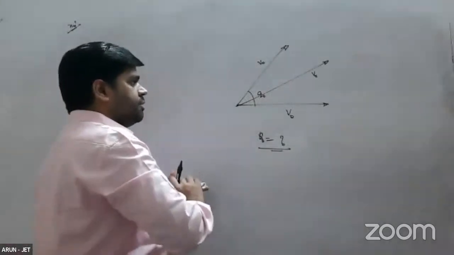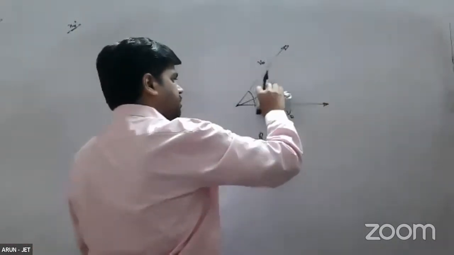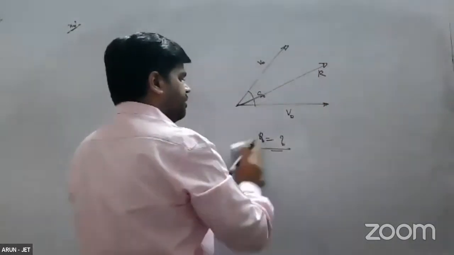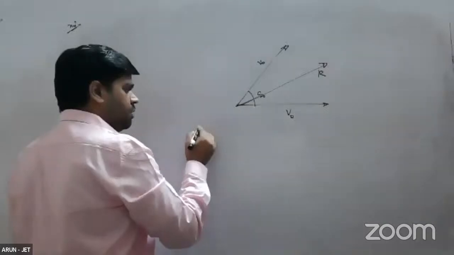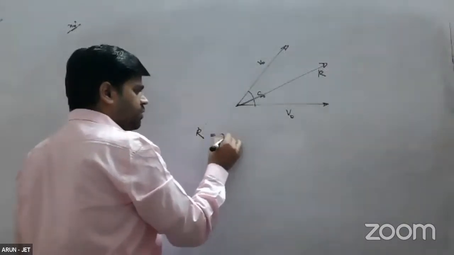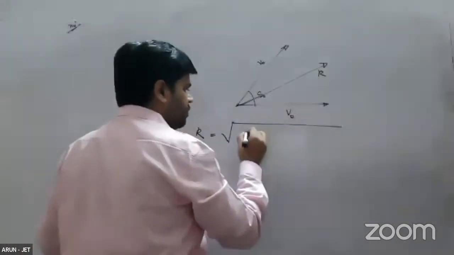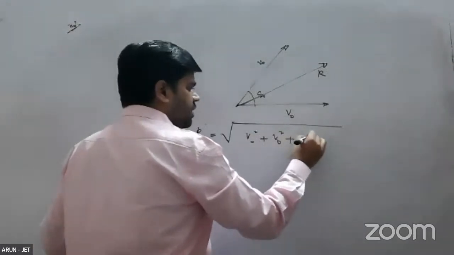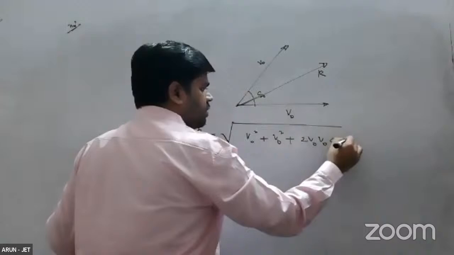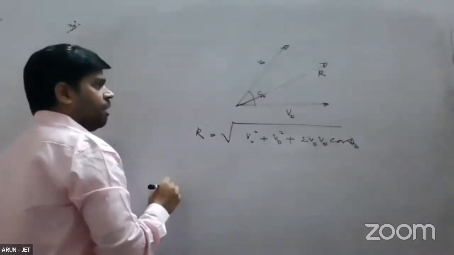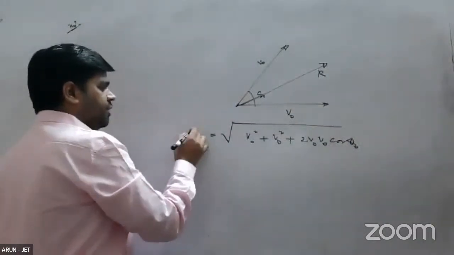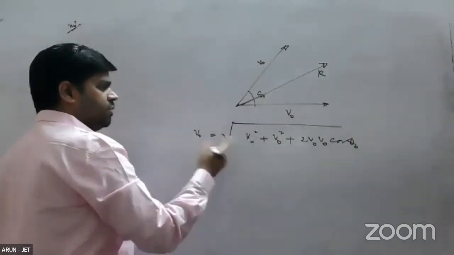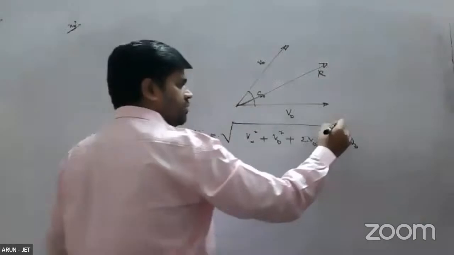What we have to do is, let the resultant be R. I know R is equal to the square root of V naught square plus V naught square plus 2 V naught square cos theta. Now I said R is also equal to V naught. I square on both the sides and solve for theta. That's it. Can you solve for theta?